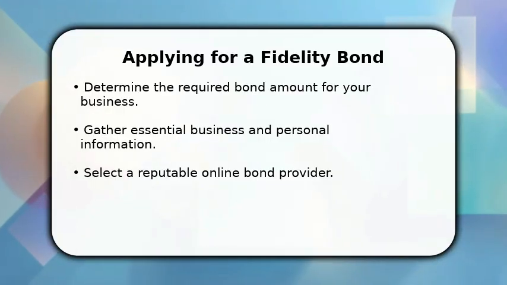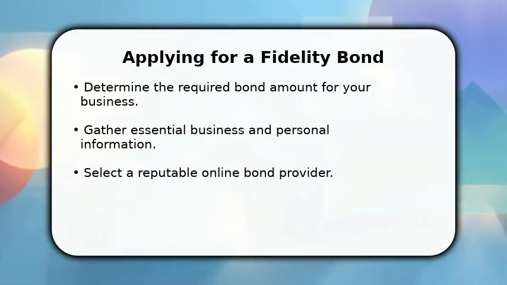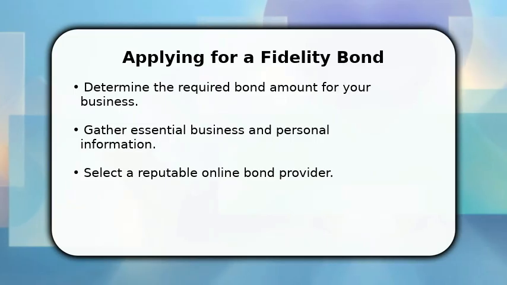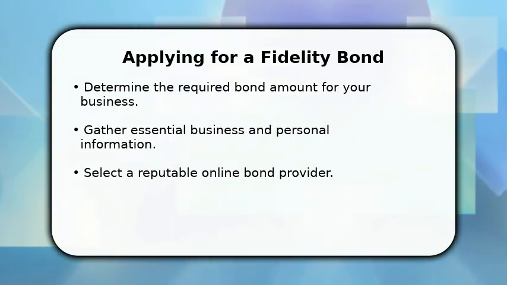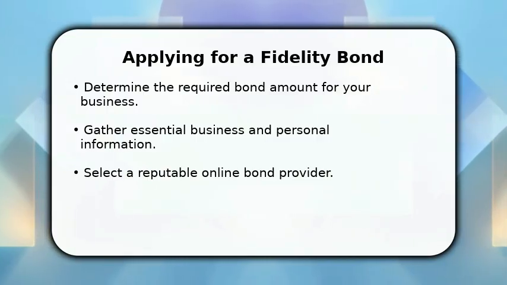In this video, I will explain how to apply for a Fidelity bond online. First, you'll need to determine the specific bond amount required for your business, often based on your industry or client contracts. Next, gather all necessary business details, including your legal name, address, and tax identification number, along with personal information for key individuals. Finally, choose a reliable online provider that specializes in surety bonds to begin the application process.